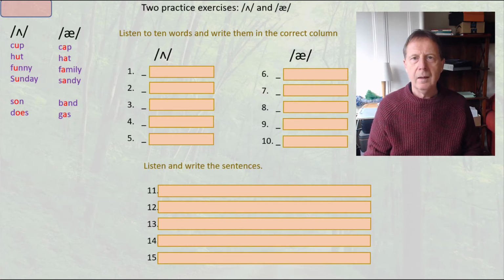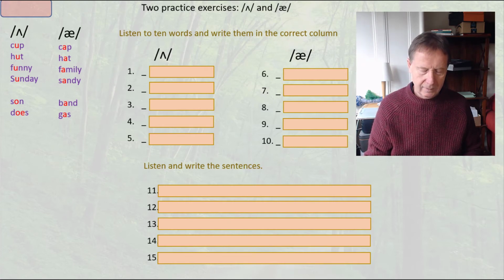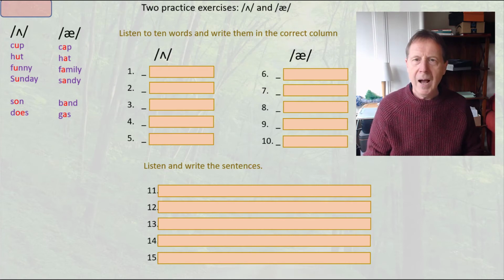6. Calculate. 7. Class. 8. Basket. 9. Mask. 10. Natural. All right, you can pause the video or go back and listen again if you're not sure.